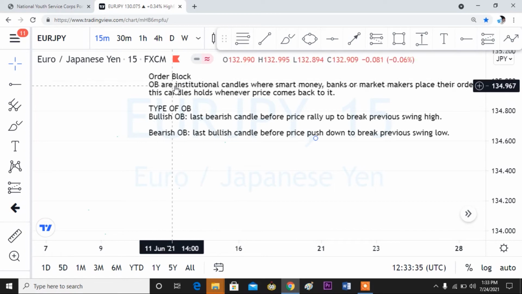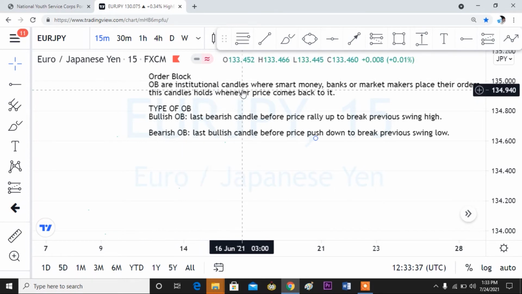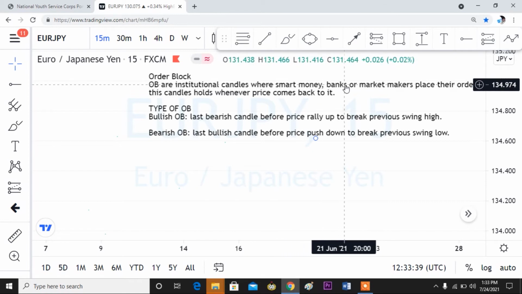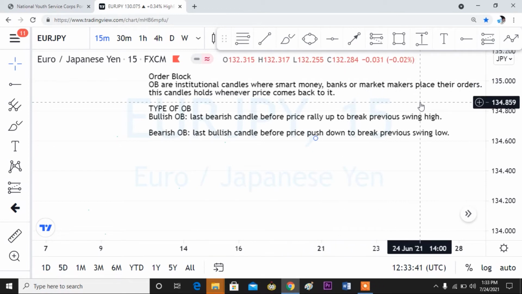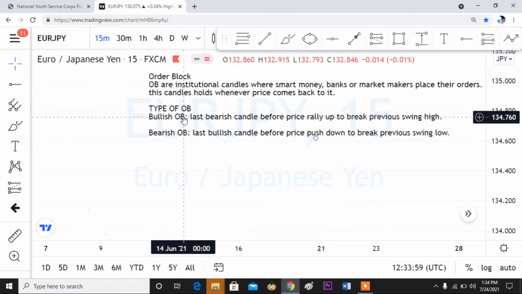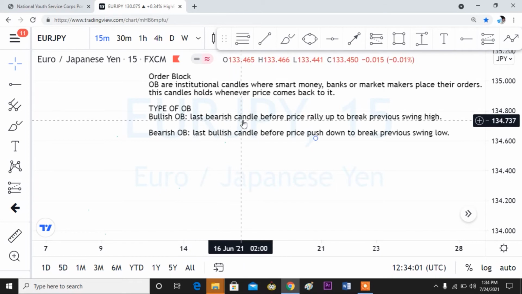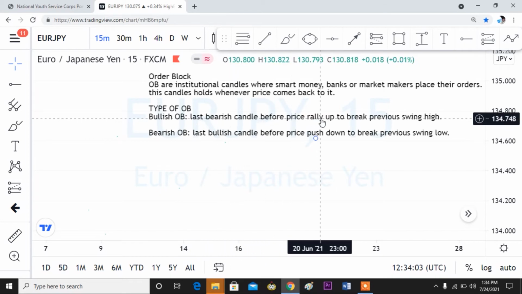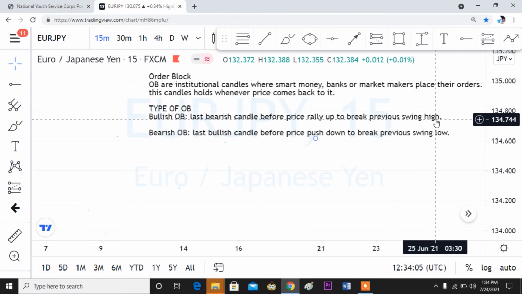Order blocks are institutional candles where smart money, banks or market makers place their orders. These candles hold whenever price comes back to them. Basically we have two types of order blocks: the bullish OB, which simply means order block, and the bearish OB. The bullish order block is the last bearish candle before price rallies up to break the previous swing high.